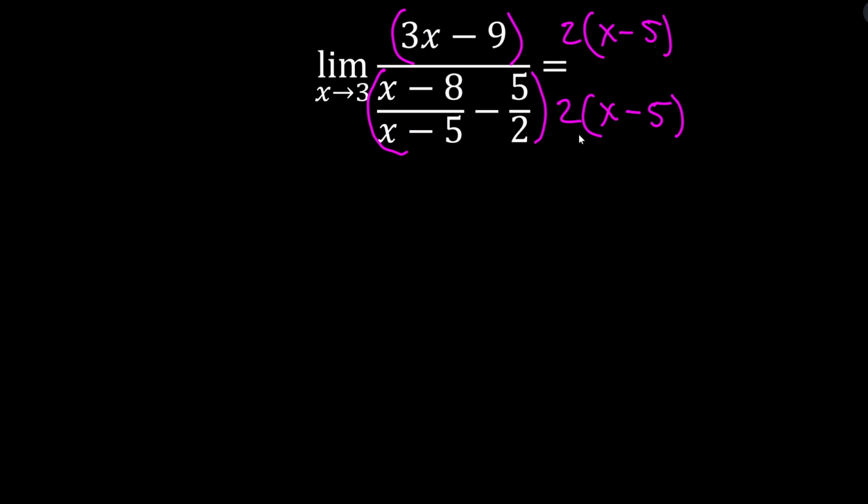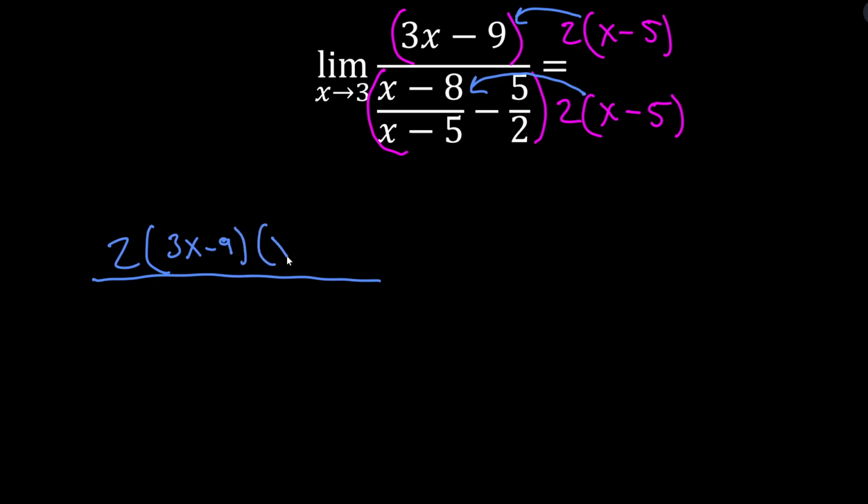All right, let's distribute. Boom, what happens? All right, maybe I'll start with the numerator actually. I'll just write that out. All right, so again, I can write the 2 out in front. That's just how I like to do it. Here I have 3x minus 9. Hopefully I'm giving myself enough room.